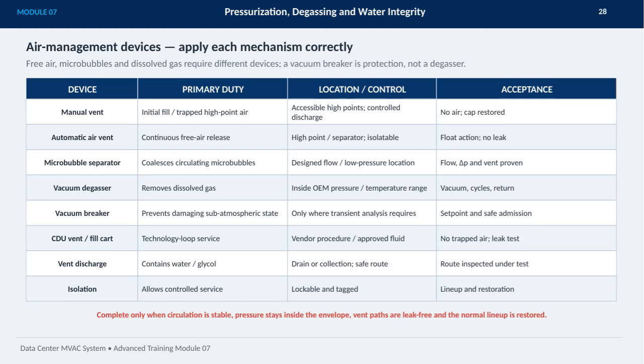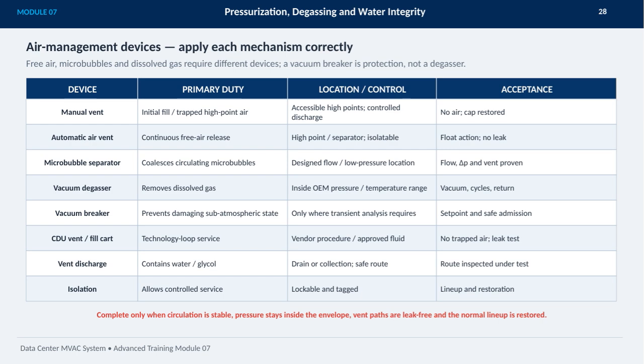On this slide, we focus on the essential air management devices used in MVAC systems and how to apply each mechanism correctly. It's important to understand that free air, microbubbles, and dissolved gas all require different devices for effective management, and a vacuum breaker serves primarily as protection, not as a degasser.